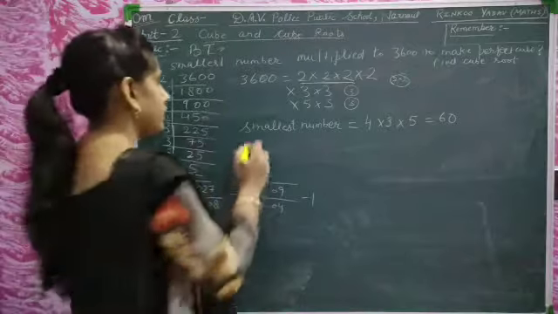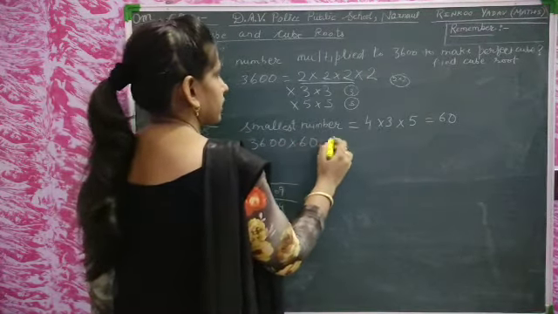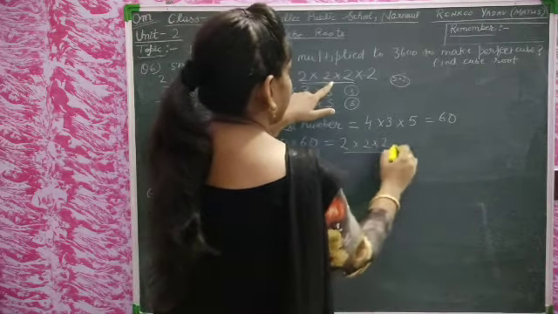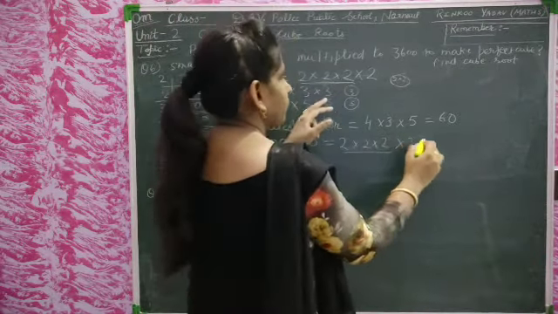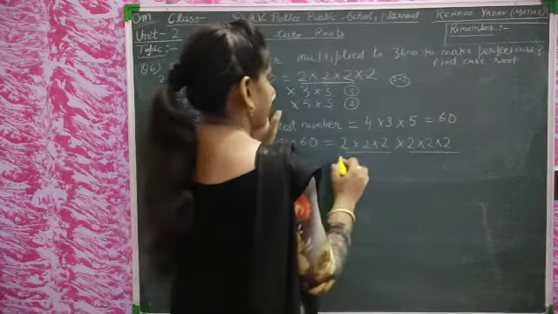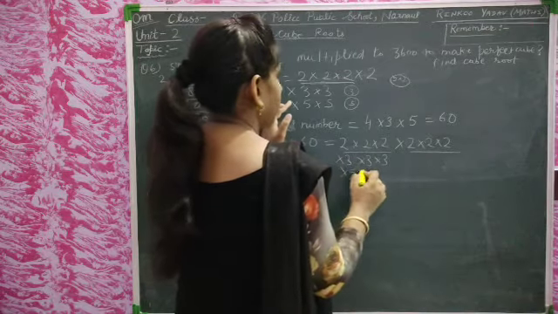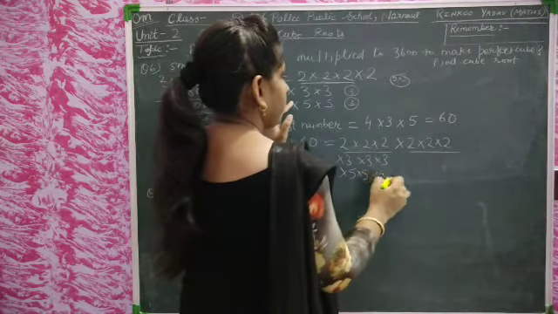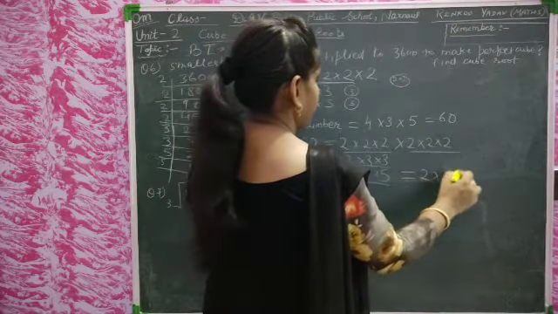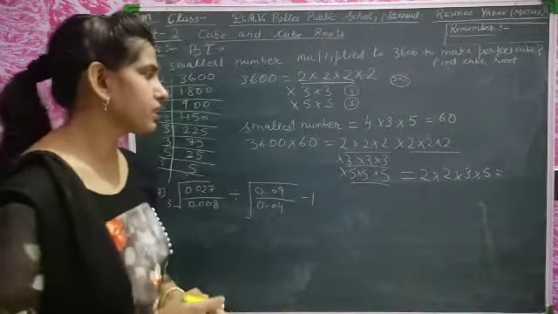And if we multiply this by 60, 3600 into 60, it becomes equal to 2 into 2 into 2, one triplet making here, and 2 into 2 into 2, another triplet making here, and 3 into 3 into 3, and 5 into 5 into 5. Two triplets are there. So it will get here 2 into 2 into 3 into 5. We are getting here these numbers.